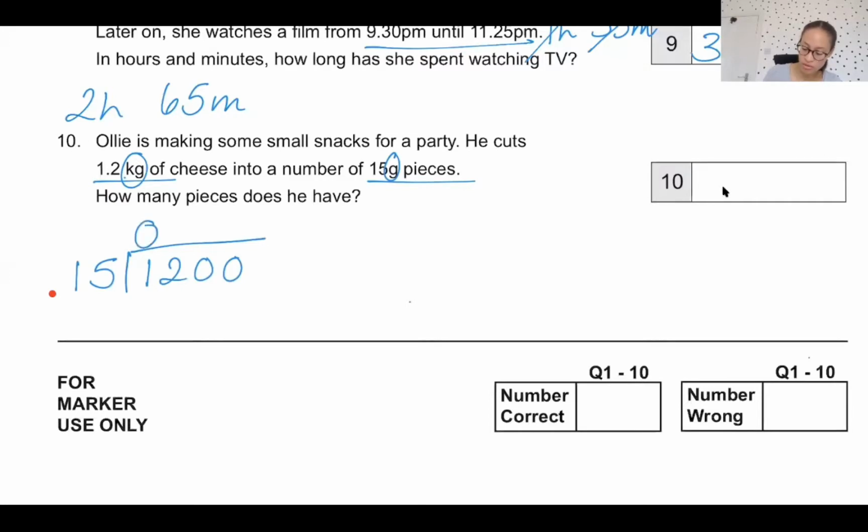Carry the 1, or you can join them up if you want. Now 15 into 12, also 0. And now we have to carry 12. Remember what I said about not working it out on paper and just concentrating? Okay, so 15 into 120.